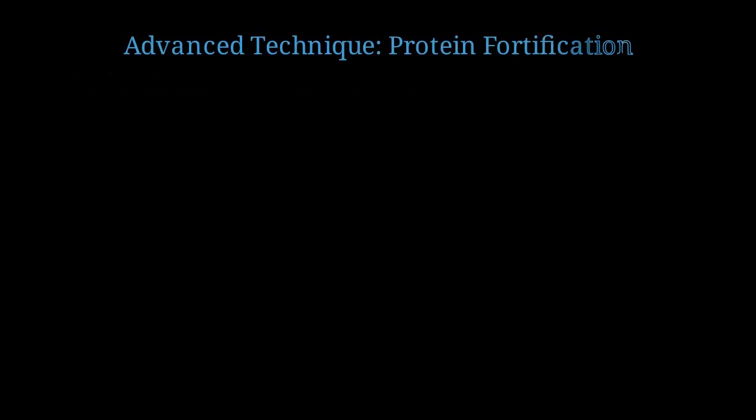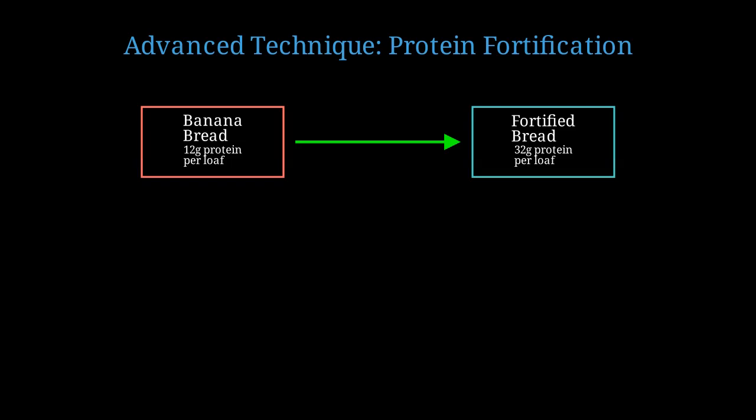Now let me show you an advanced optimization technique called protein fortification. This is particularly useful for people trying to increase protein intake without dramatically increasing calories. Consider banana bread. A standard loaf contains about 12 grams of protein. The AI can fortify this to 32 grams of protein per loaf without significantly changing taste or texture. The first strategy is substituting some of the butter or oil with Greek yogurt. Greek yogurt provides protein while maintaining moisture. The tangy flavor actually complements banana nicely.